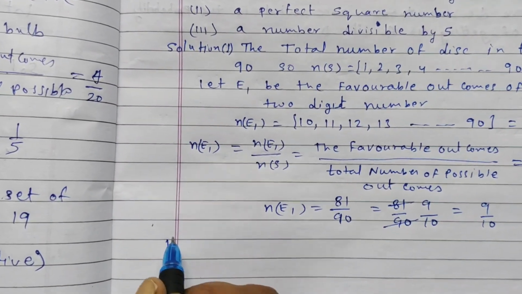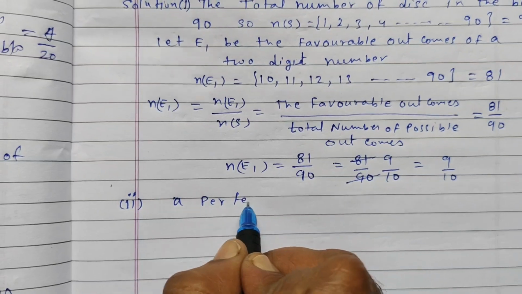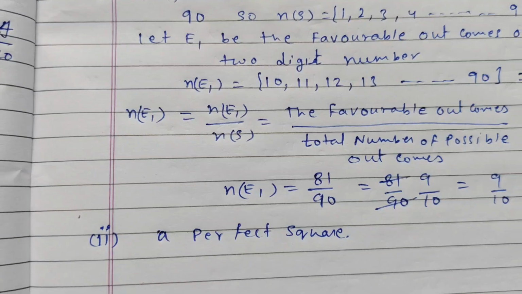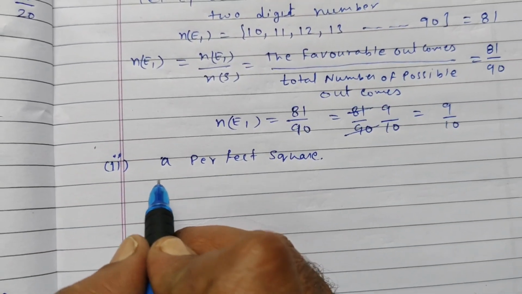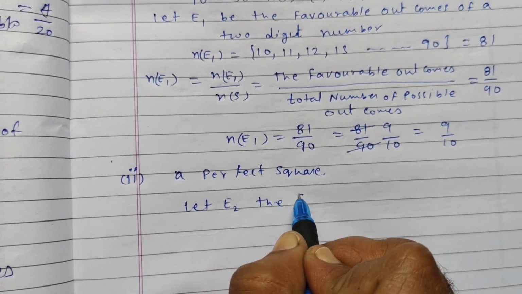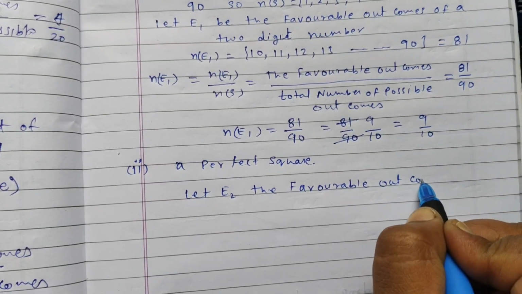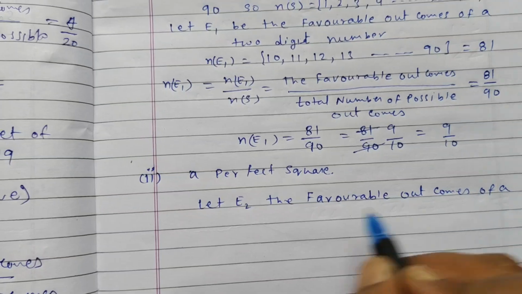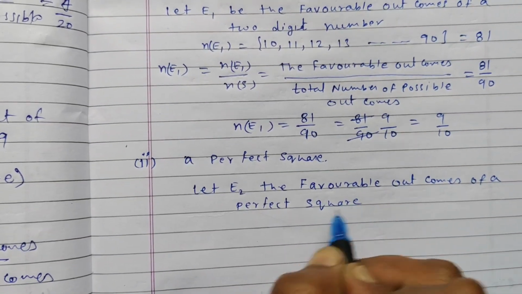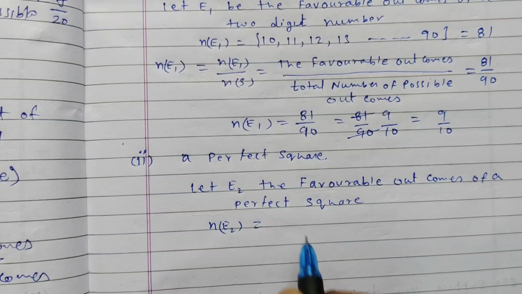Second is that a perfect square. So here, for a perfect square, again let NE2 be the favorable outcomes of a perfect square.